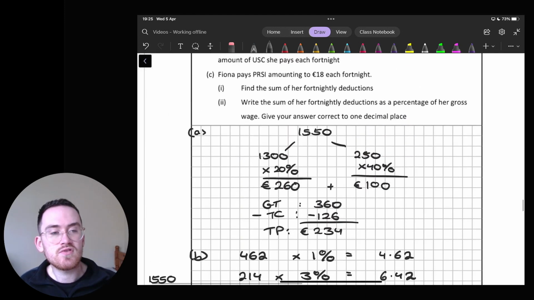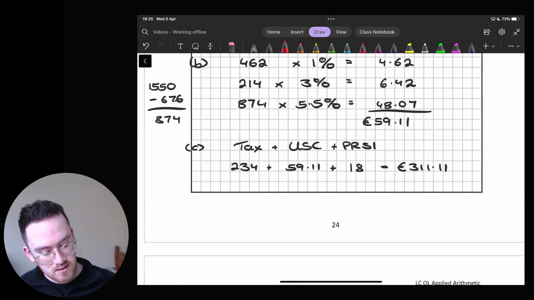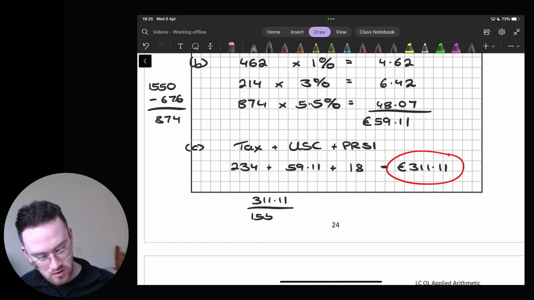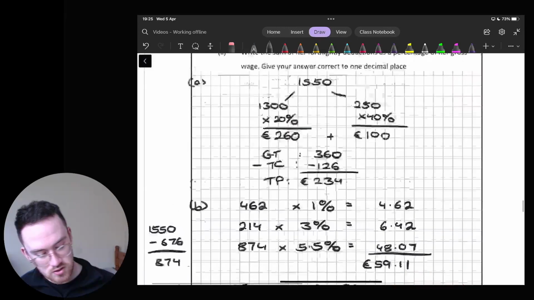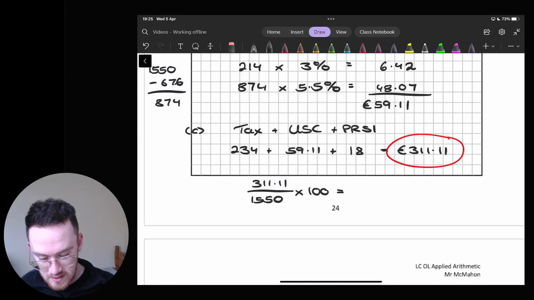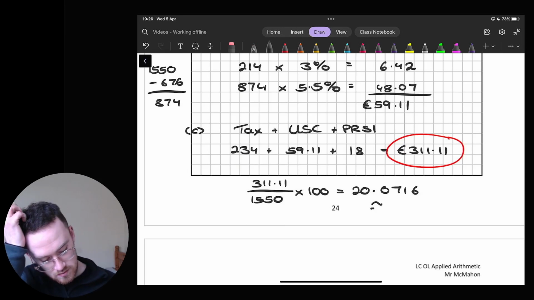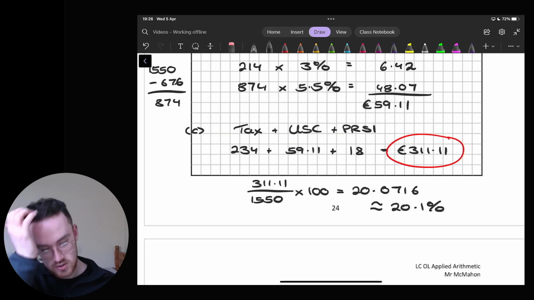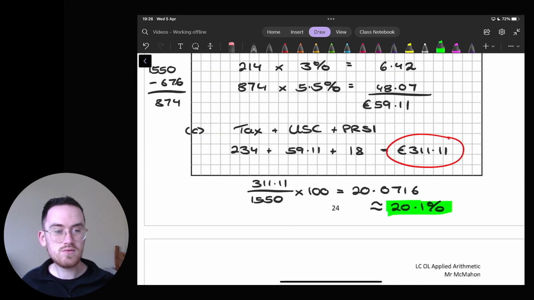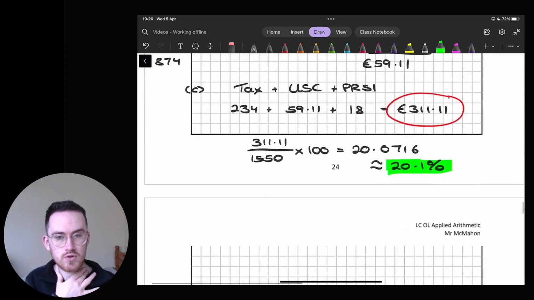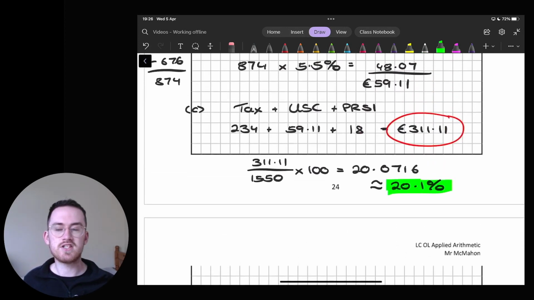And then write the sum of her fortnightly deductions as a percentage of her gross wage. So this is the sum of her fortnightly deductions. They want us to write it as a percentage of gross wage. So as a percentage of this. And we've been asked to give it to one decimal place. So we'll write it, first of all, as accurately as we can. 20.0716. And to one decimal place, that is going to be 20.1%. So her deductions are close to 20%. 20.1% of her gross wage is deducted from her wage, which again, probably fairly standard, really.